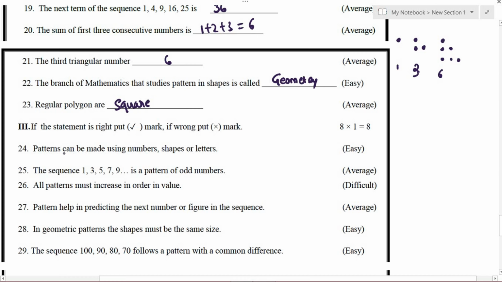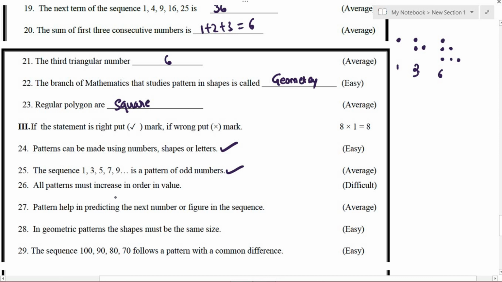Patterns can be made using numbers, shapes, and letters. Yes, it is a true statement. The sequence of the letters is a pattern of odd numbers. Yes, 1, 3, 5, 7, 9. These are the odd numbers.